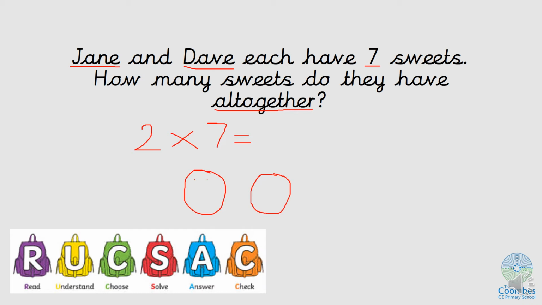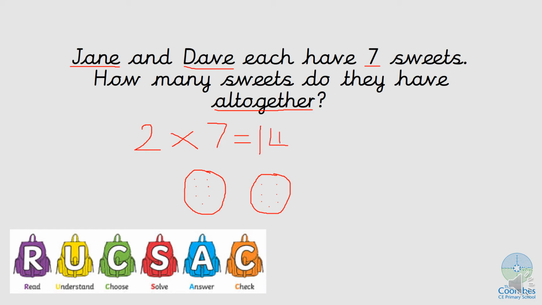1, 2, 3, 4, 5, 6, 7, and in the other one, 1, 2, 3, 4, 5, 6, 7. Right, let's count those all up. We've got 14. So my answer is 14.